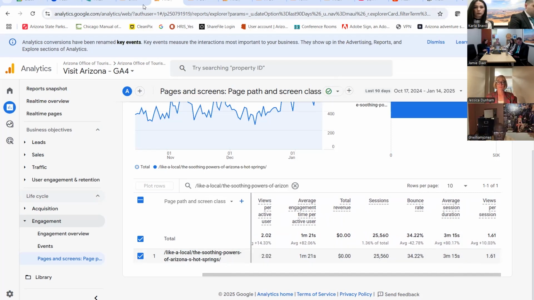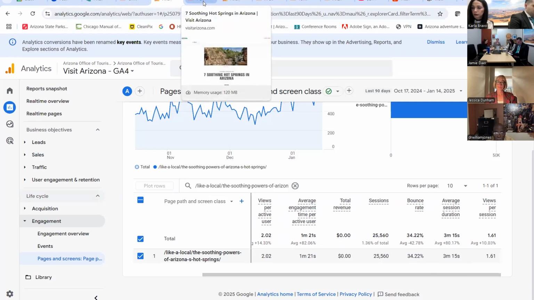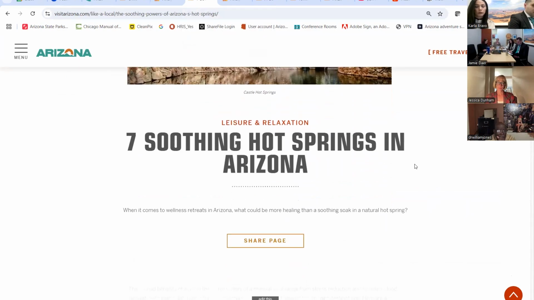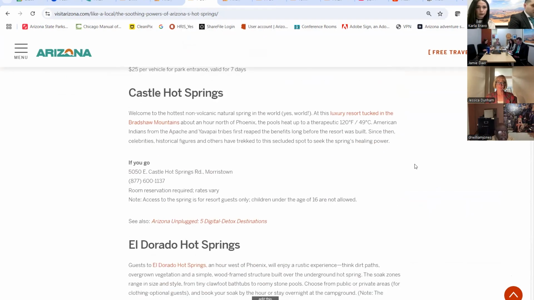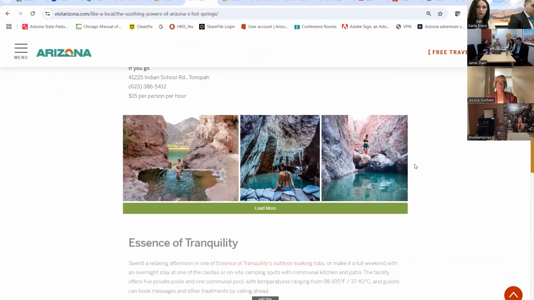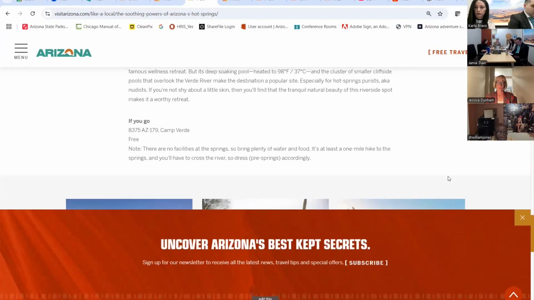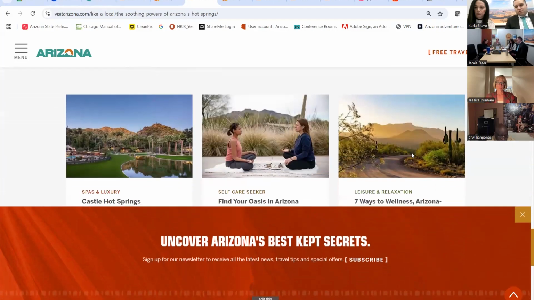So let's go ahead and see what that looks like on the front end. Okay, so here's the story. And you're going to see that we have a list of hot springs that you could go to. Okay, then, the sneaky newsletter sign up that shows up. Then at the bottom, we put additional content on that. So the idea is you already have somebody who's interested in something. So now you want to keep them engaged. You want to keep them looking.